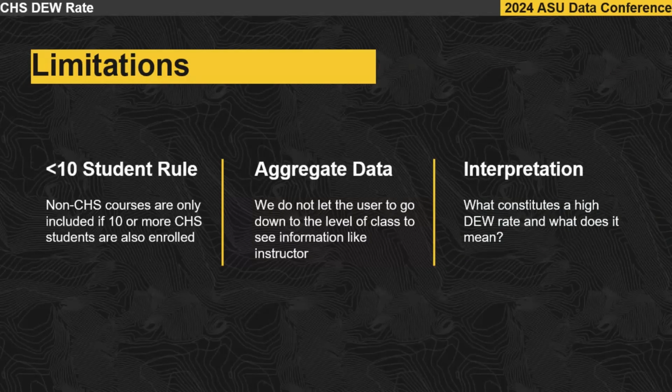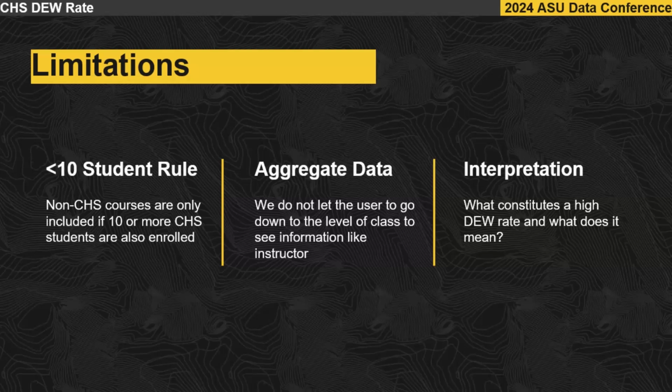Some limitations to the dashboard. First thing I mentioned is that 10 student rule. So we're grabbing all of our classes, but only those classes that aren't ours, as long as they have at least 10 of our students. So that did reduce the number of classes by millions. Number of grades, rather. The other thing is this is aggregate only, so you're not going to be able to pick out an instructor.